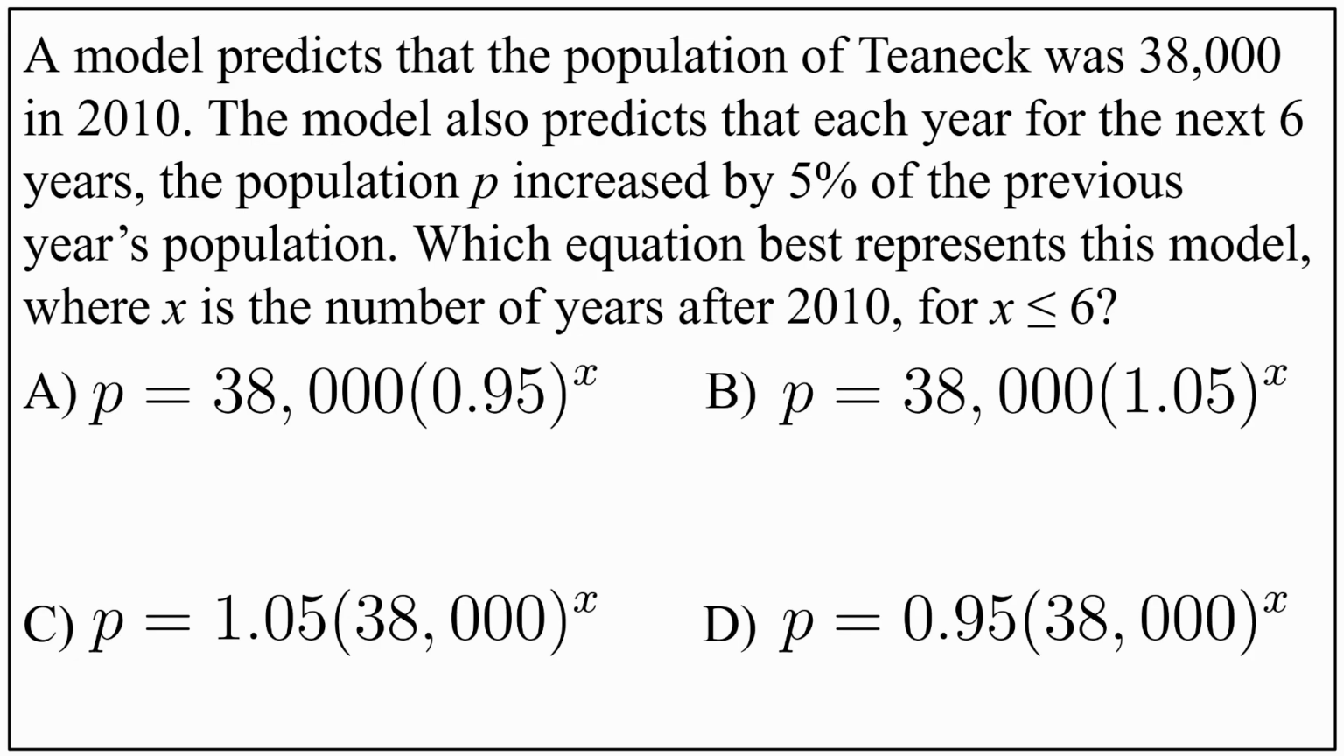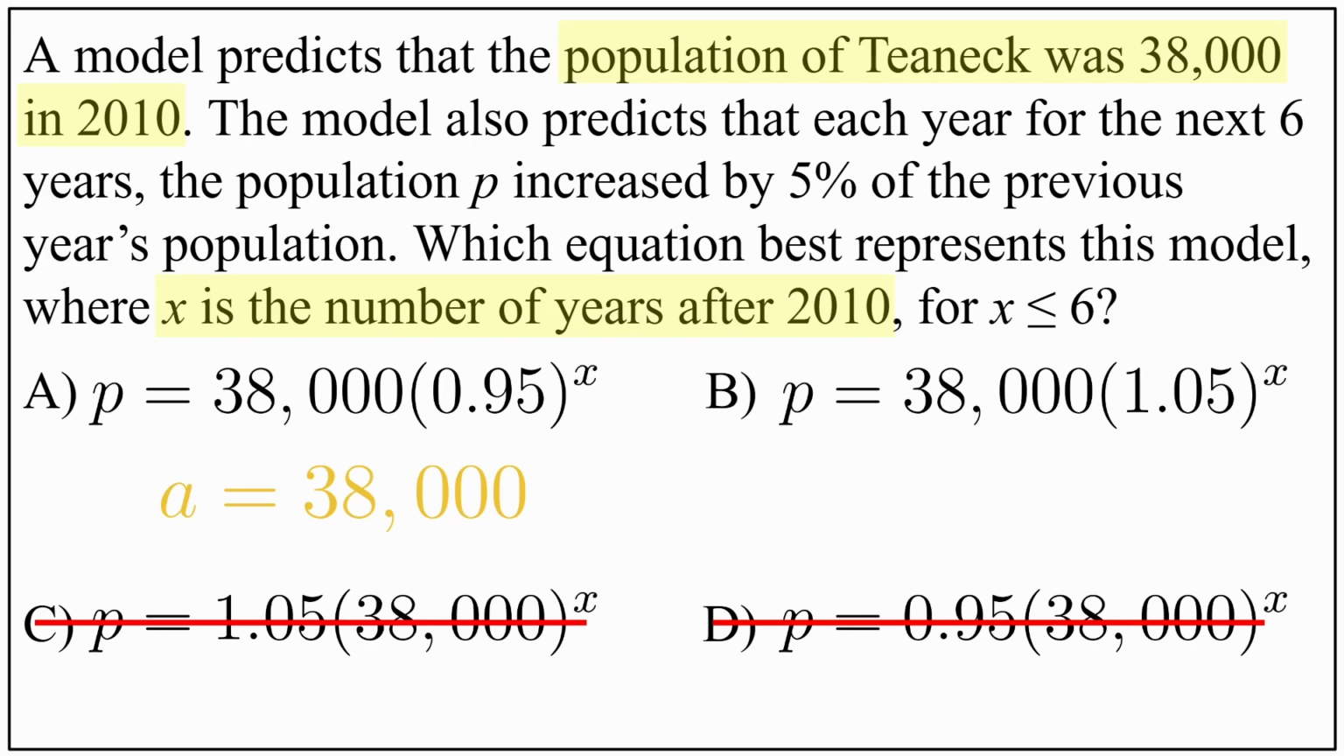Okay, here they tell us x is the number of years after 2010, and the population in 2010 was 38,000. Okay, so that's the initial value. X is 0. 0 years after 2010 is 2010. So the initial value is 38,000. That means A must be 38,000. So I'm going to cross off the ones that don't have an A of 38,000.